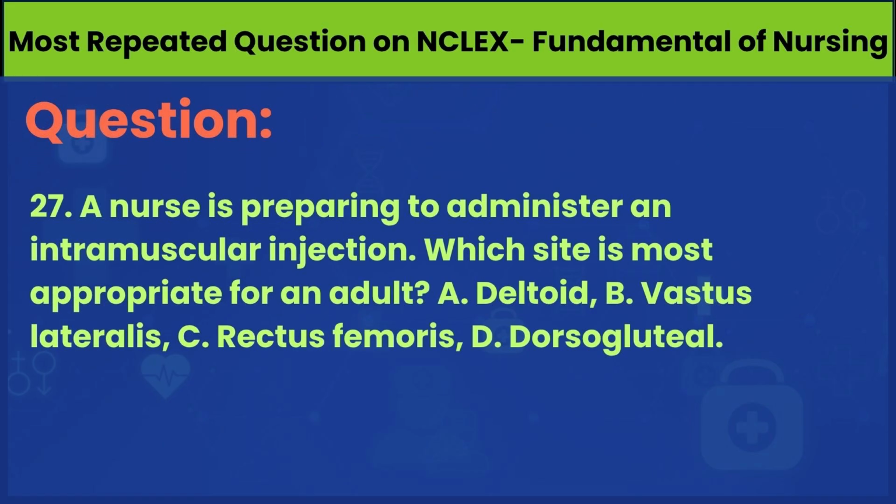27. A nurse is preparing to administer an intramuscular injection. Which site is most appropriate for an adult? A. Deltoid. B. Vastus lateralis. C. Rectus femoris. D. Dorsogluteal.